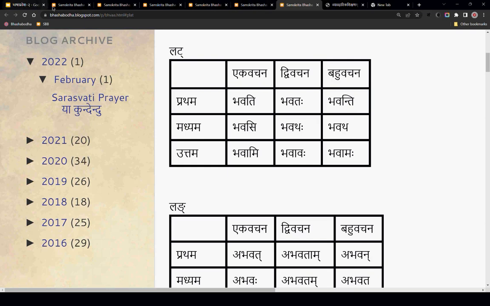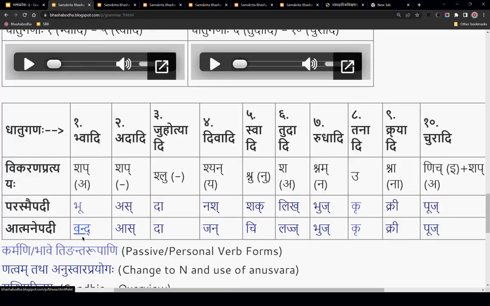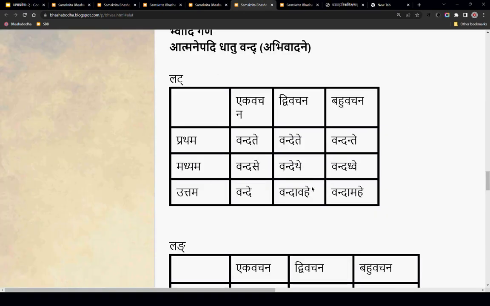Now another example, vand dhatu. This is only atmanepadi, it is not ubhayapadi. So it takes only one form, because it is atmanepadi. When we want to say he bows, he salutes, we say sah vandate. They two salute: tau vandete. Dvivachanam. Bahuvachanam, they salute: te vandante.